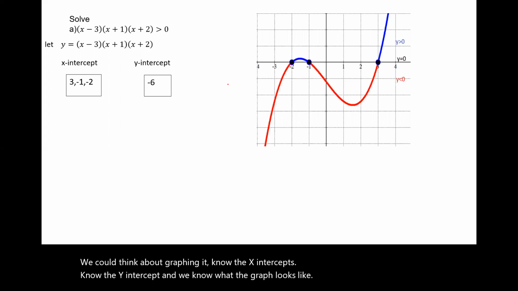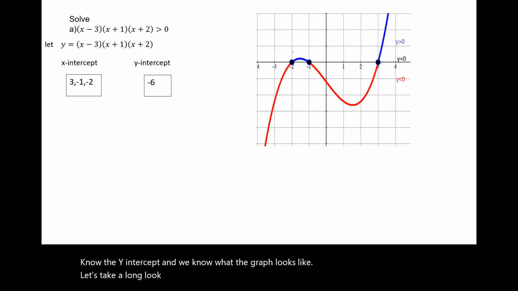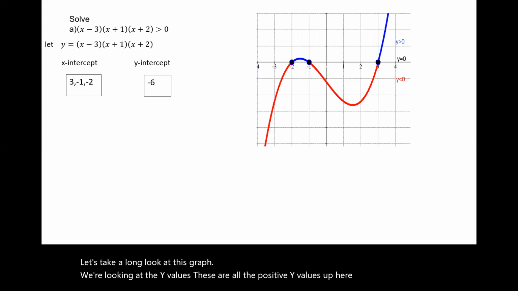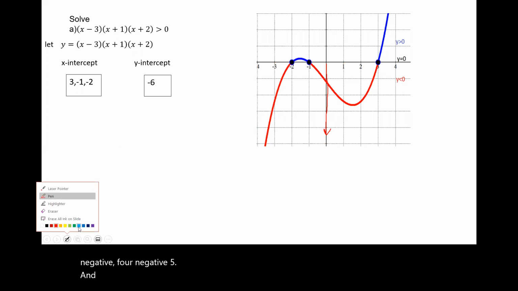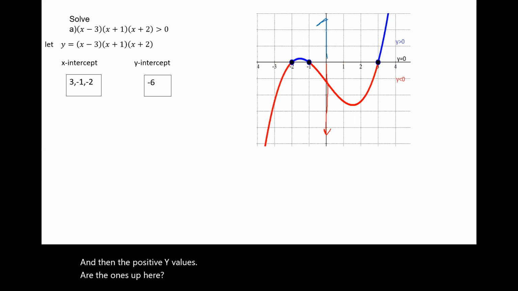Now, let's take a long look at this graph. We're looking at the y values. These are all the positive y values up here, and these are all the negative y values. So the negative y values, negative 1, negative 2, negative 3, negative 4, negative 5, and then the positive y values are the ones up here. So what we've done is we've really split our graph into 3 sections.